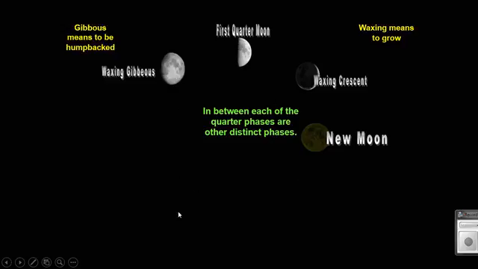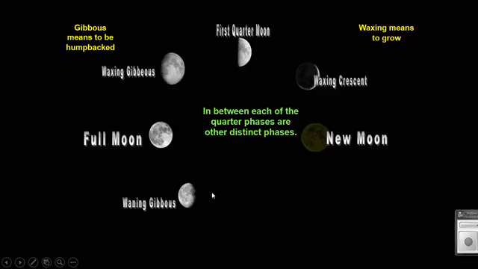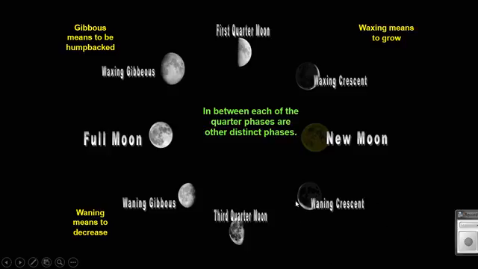Gibbous means humped or humpbacked, I guess because it looks like a bump on the side of the moon. I'm not exactly sure where that came from, but during a gibbous we have the majority of the moon lit up, but not quite all of it until we get to the full moon. So waxing, because it's still getting bigger, that right-hand side of the moon is still lit up, and then now we're going to start to get smaller, and now we have the left-hand side that's lit up. Now we're waning. To wane means to get smaller or to decrease. So we're in a waning gibbous, and now we're in third quarter. We're a waning crescent, where we're only seeing a little sliver on this side, and this side is dark. So we've gone around our phases of the moon.